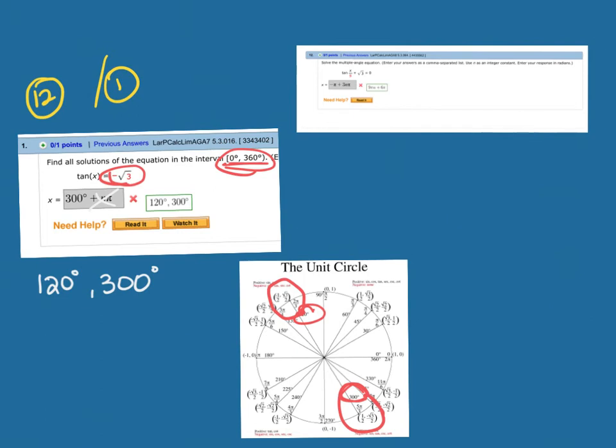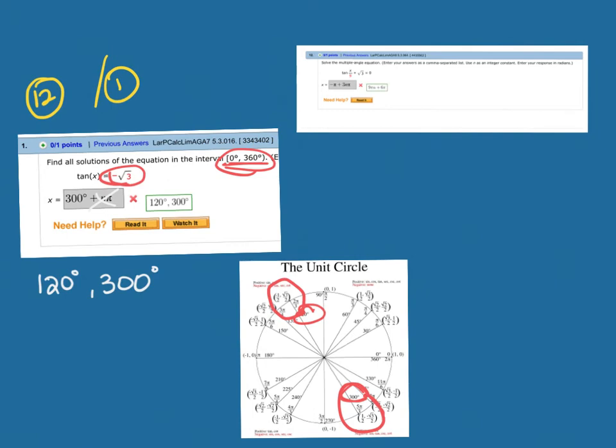It's not going to happen in my class, but let's just say you saw something where it didn't restrict the interval. Then you would do negative 60 plus, instead of adding n pi, you'd be adding 180, which is half of the circle. No, 180n. But it won't happen for me. I just want you to know that that exists.